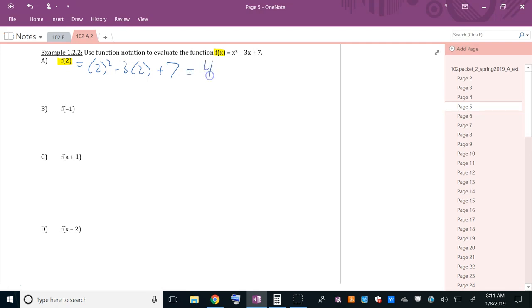2 squared is 4, 3 times 2 is 6, and it is still negative. And then I also have 7. And then adding those up, I get 5.